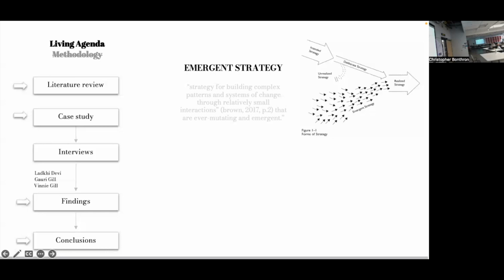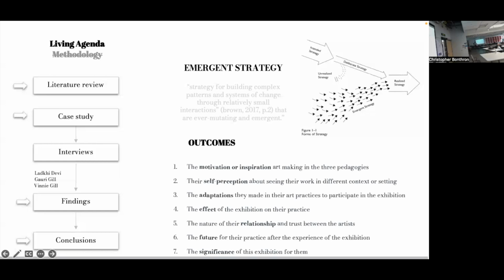The nature of questions posed to the artist was simple and did not involve any specific matrices for evaluation. They were conversational with an aim to better understand the artist, their thoughts, and their processes. However, after the interviews, to present my arguments better, I decided to divide the responses into the following indexes: the motivation or inspiration for art making in the three pedagogies, the self-perception about seeing their work in different contexts or settings, the adaptations they made in their art practices to participate in the exhibition, the effect of the exhibition on their practices, the nature of their relationship and trust between the artists, the future of their practice after the experience of the exhibition, and the significance of this exhibition for them.